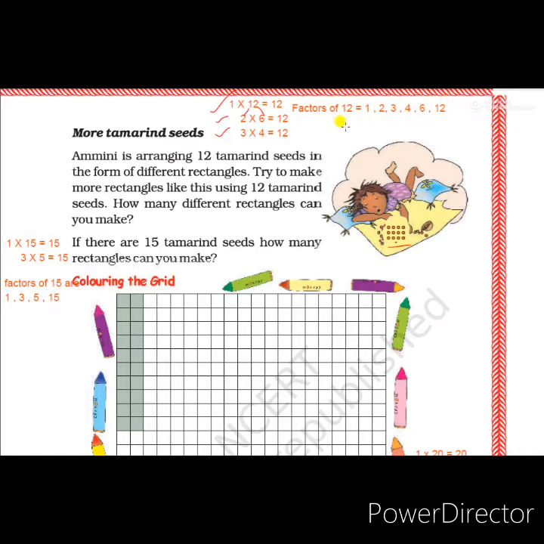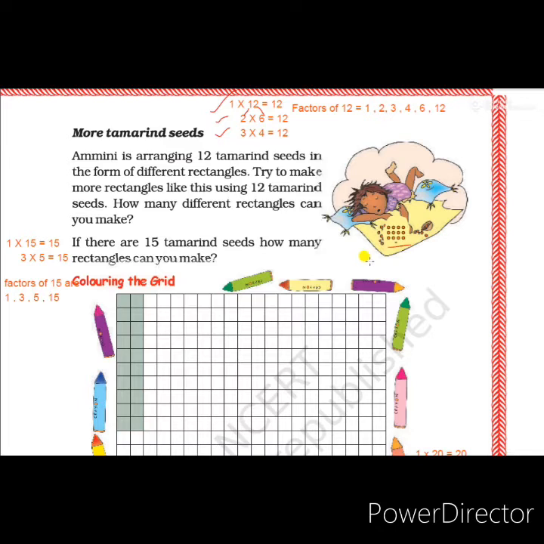From this page onwards we are starting to learn about factors. In the last 2 classes we learned about multiples. What are multiples? What are common multiples? How can we find the smallest common multiple? All that we learned. Now from this page onwards we will learn about factors. What are factors, or what is a factor?